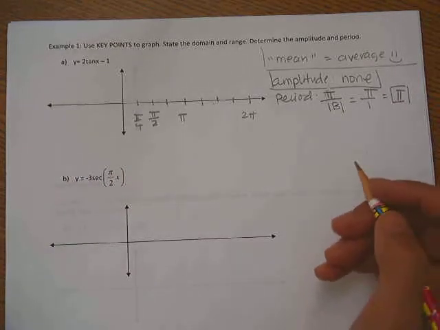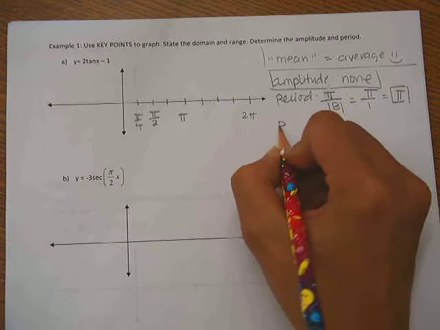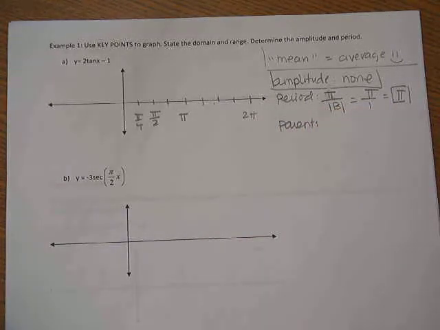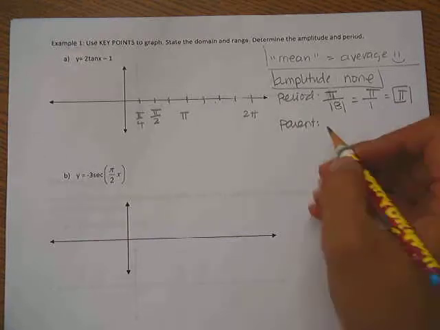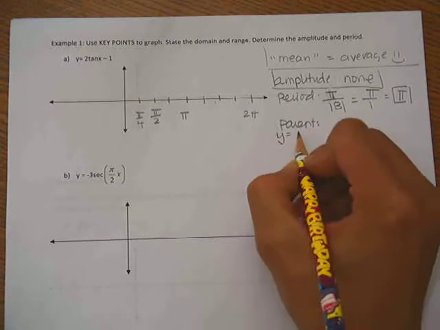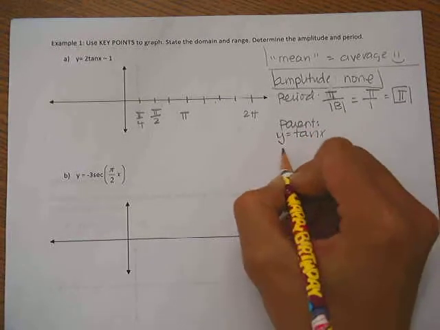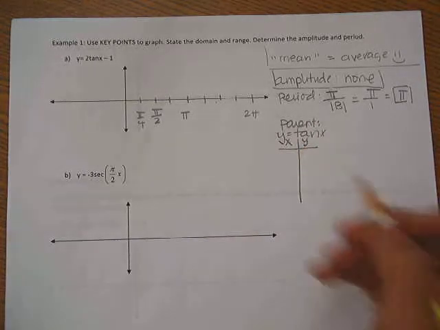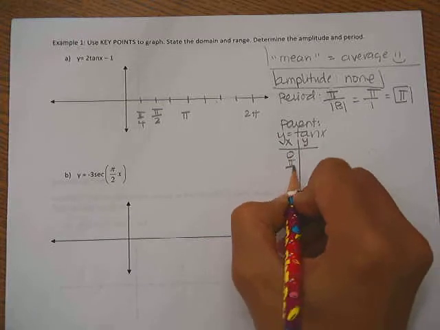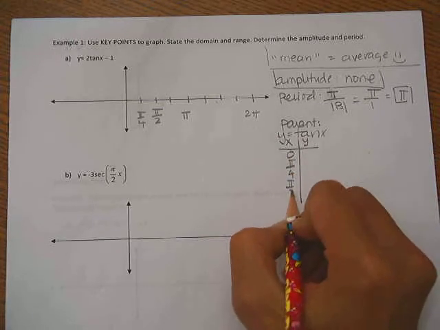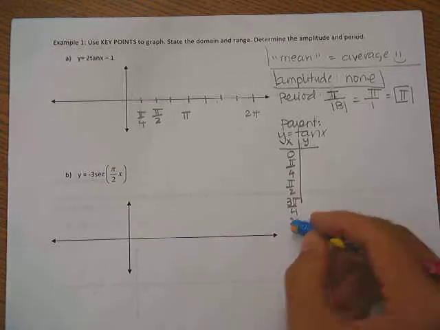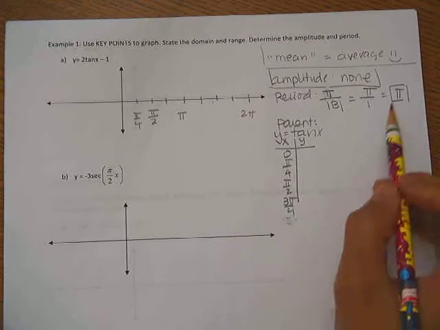So the first thing I'm going to do is write the parent out. Even though I'm not graphing in stages, I'm still going to find my points in stages. So the parent function is y equals tangent of x. So let's find 5 points. Okay, 5 inputs: 0, pi over 4, pi over 2, 3 pi over 4, and I want to end at a pi, because my period is a pi.